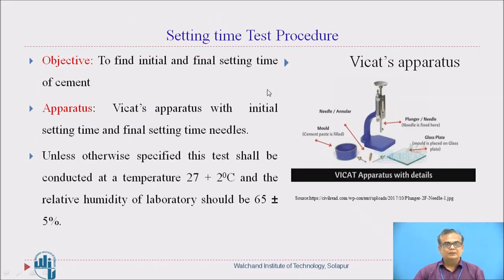Now let us see the procedure of the setting time test. Objective: to find initial and final setting time of cement. Apparatus used: Vicat apparatus with initial setting time and final setting time needles. Here you can see the Vicat apparatus. Here there is a mold. These are different needles: initial setting time needle, final setting time needle. This is the plunger required for the consistency test. This is a glass plate.